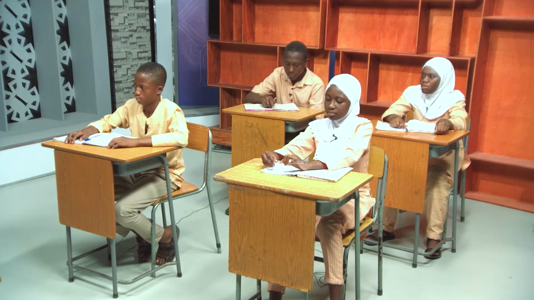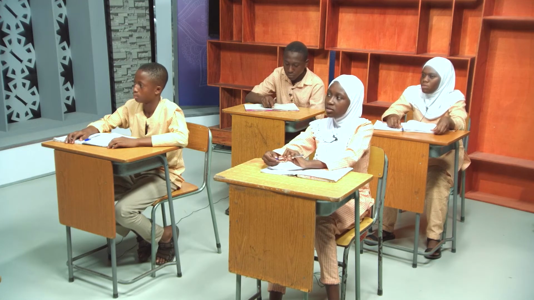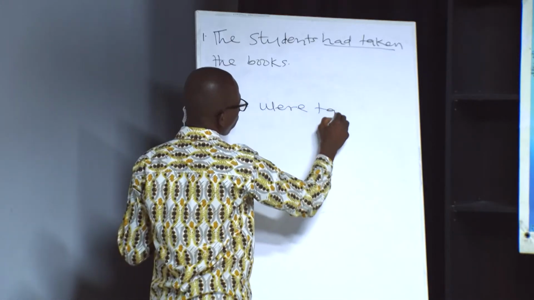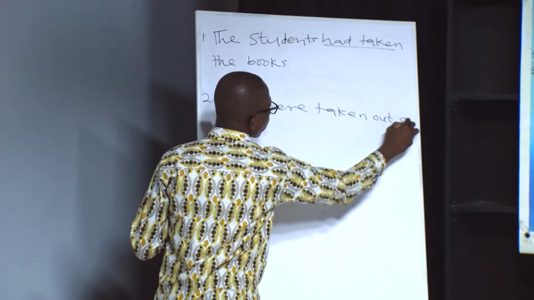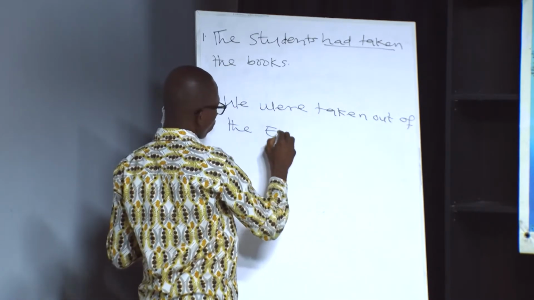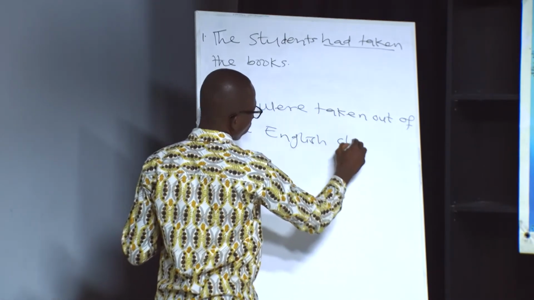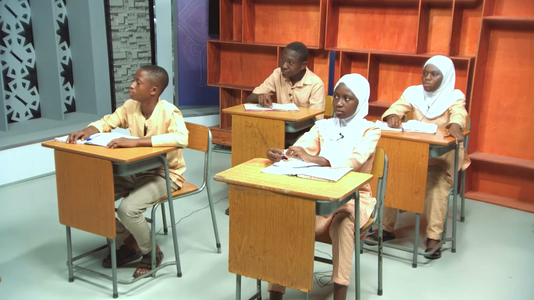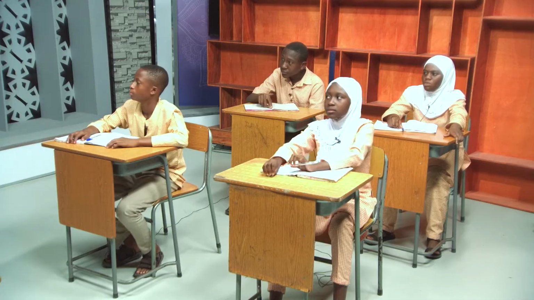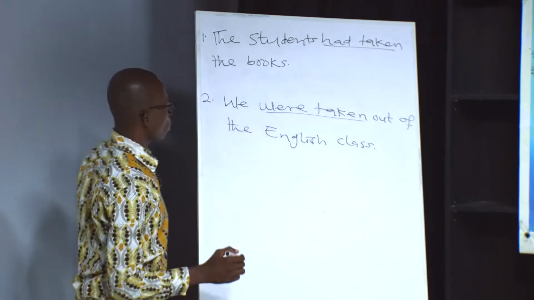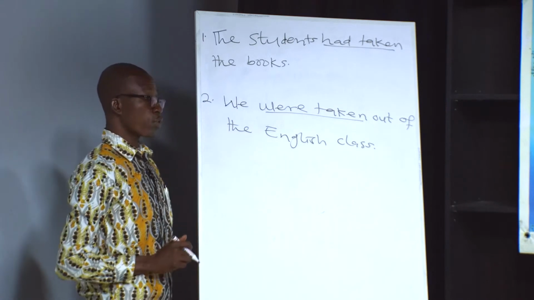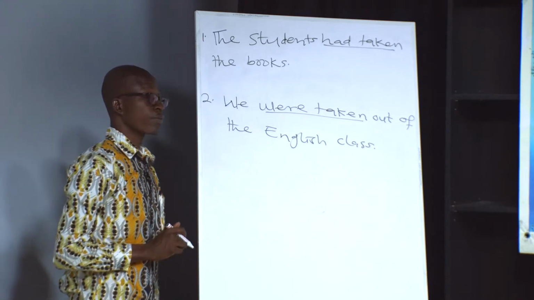Salma, read your sentence that doesn't contain had. We were taken out of the English class. Good. So your past perfect? Were taken. Good. We, plural subject, were, plural verb.